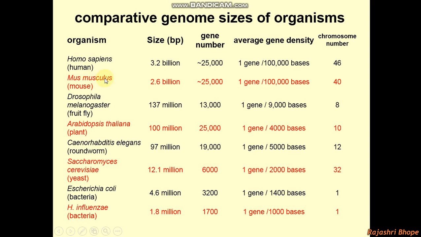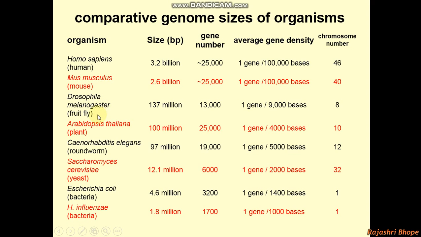Mouse, Mus musculus, has a 2.6 billion base pair DNA. The number of genes is almost similar to human beings. Gene density is also similar to human beings. That's why it is said that the mouse genome is very close to the human genome. Almost 99% similarity is there between the mouse genome and the human genome. Chromosome number in mouse is 40.